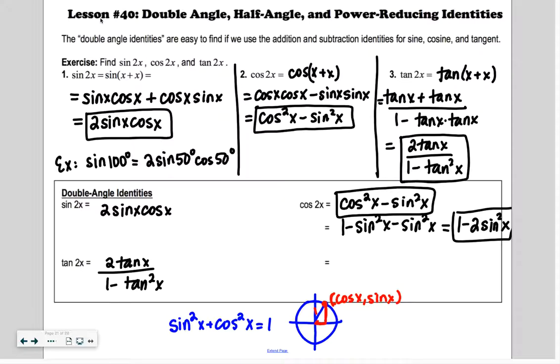So we would have cosine squared x minus parentheses 1 minus cosine squared x. So as we distribute that negative, we're going to have negative 1 plus cosine squared x. So we're going to have cosine squared plus another cosine squared. So we get 2 cosine squared x minus 1. Okay, so there are 3 different forms.